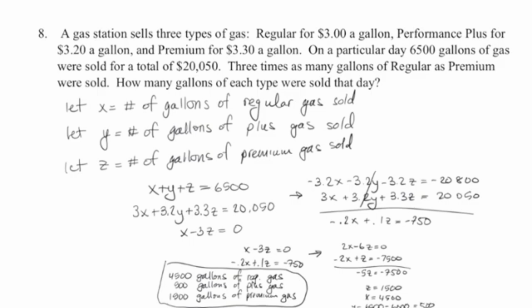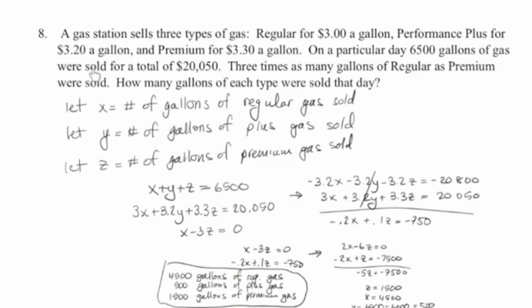Now the next task is to find the same number of equations as number of variables. So if you have 3 variables, we need to come up with 3 equations. The first piece of information is that on a particular day there were 6,500 gallons of gas sold. So 6,500 gallons would be a combination of the number of gallons x of regular gas, the number of gallons y of plus gas, and the number of gallons z of premium gas. If you add those 3 together, you'll get 6,500 gallons of gas.